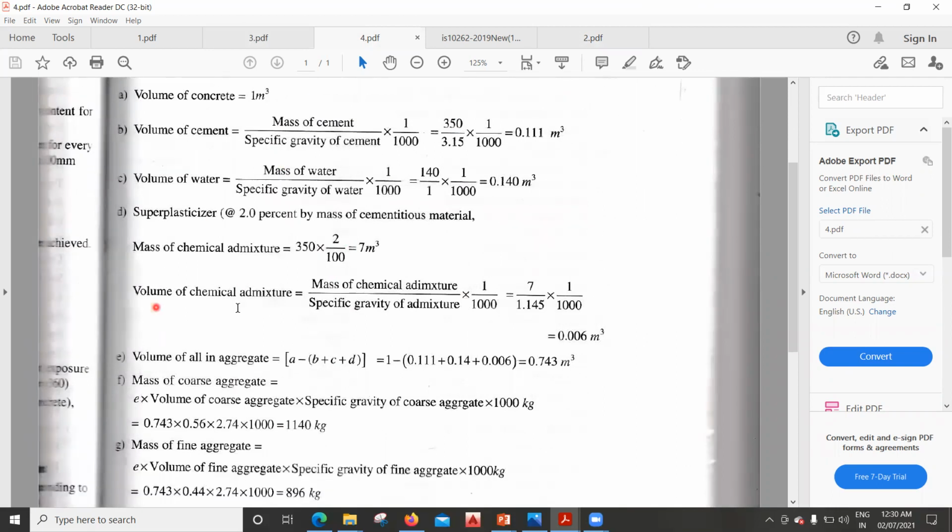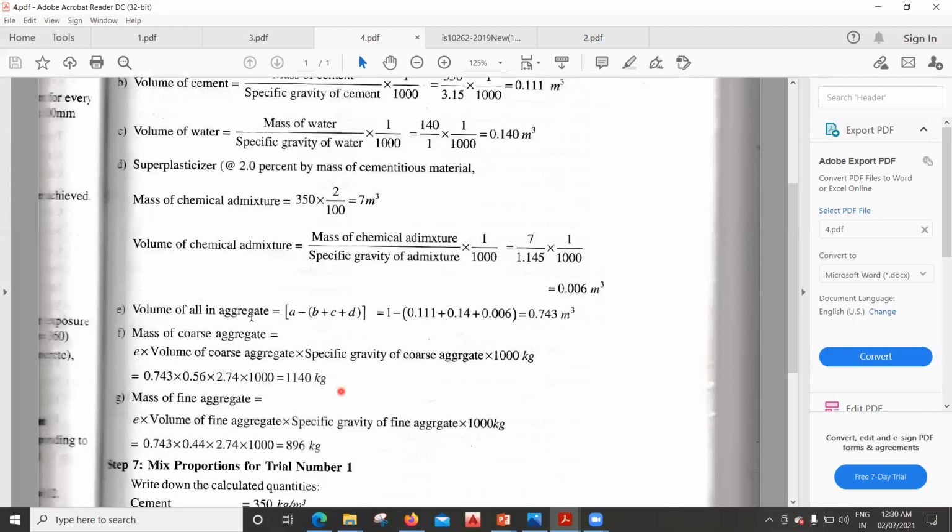Now coming to the volume of chemical admixture: mass of chemical admixture divided by specific gravity, into 1 divided by 1000. This mass we have got here is 7, divided by the specific gravity of the admixture. You get this from the person who is going to give this admixture to you. There are many companies, like one good company is Sika, right? Sika is a company which provides you the superplasticizer. You have to ask them. They are going to give you the specific gravity of the admixture. That's it. So multiply this, you're going to get 0.006.